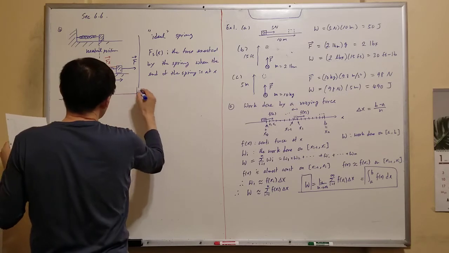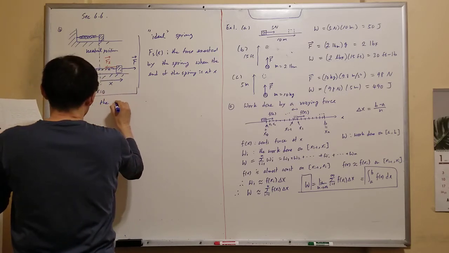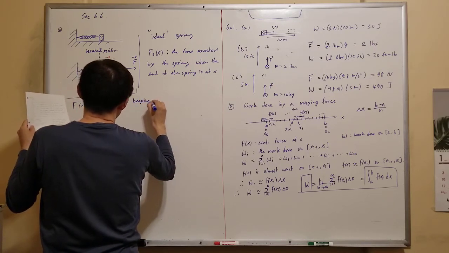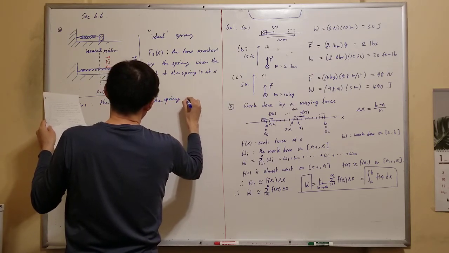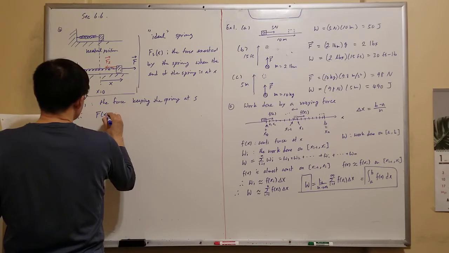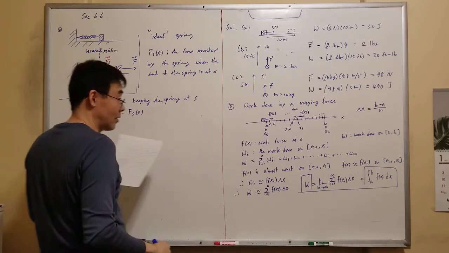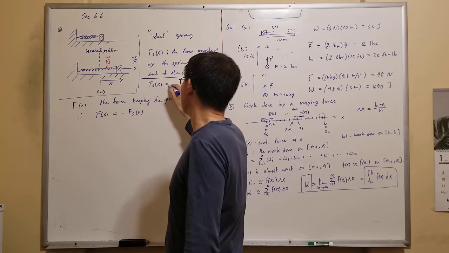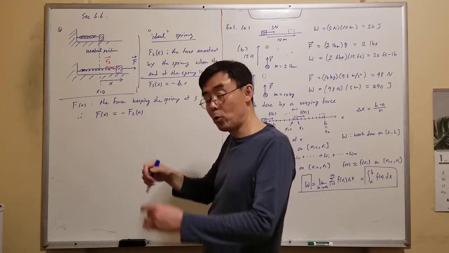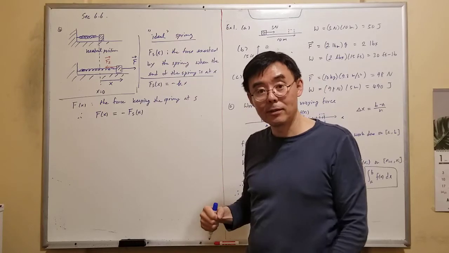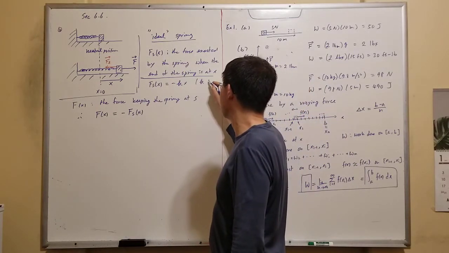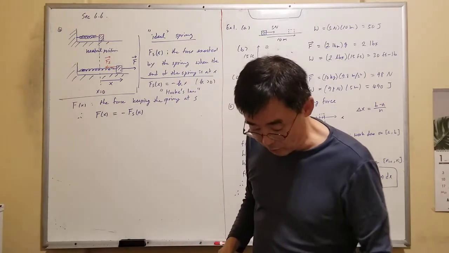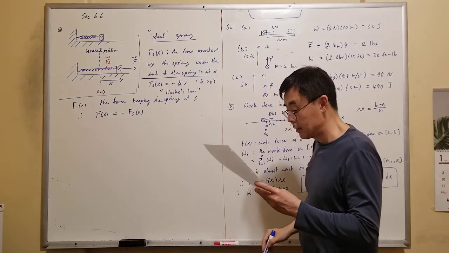And then your f of x is the force keeping the spring at x. Therefore, this force will be minus of the spring force f sub s of x. Now, your spring force is minus kx. When you have an ideal spring, this is proportional to the amount of stretch or compression. K is some positive constant. This is called Hooke's law. Ideal spring, Hooke's law. Okay? So k is the spring constant.